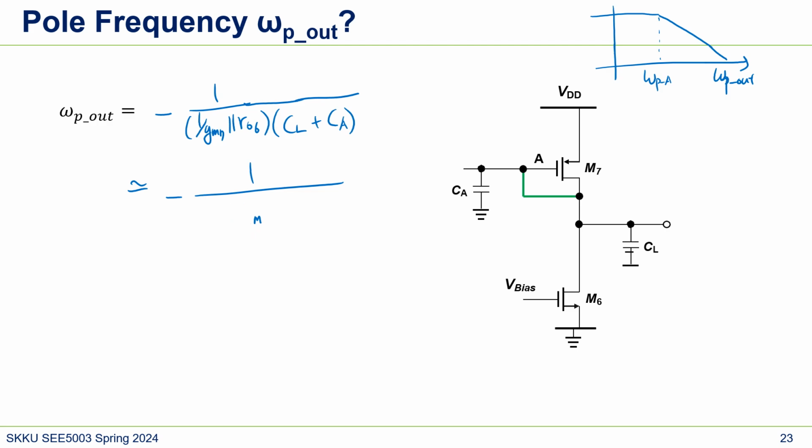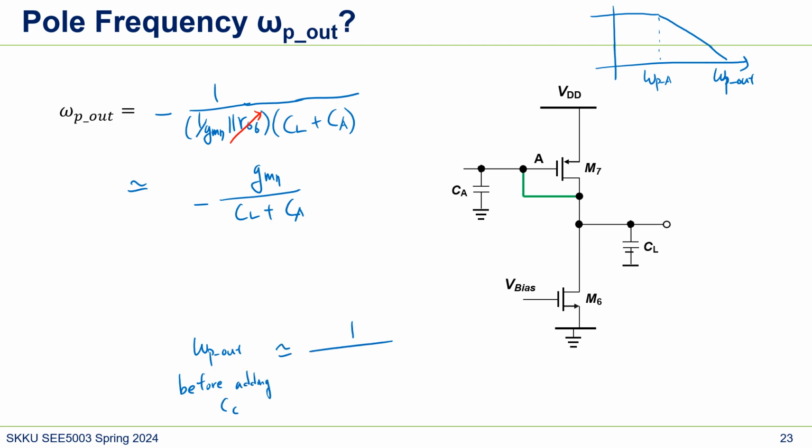it just becomes 1 over GM7. Because this is ignored, what we got is 1 over GM7 and then CL plus CA. So what was our original value of omega P out before adding CC? That one was 1 over RO7 times CL. So when we compare these two, this is larger, so it's bigger.